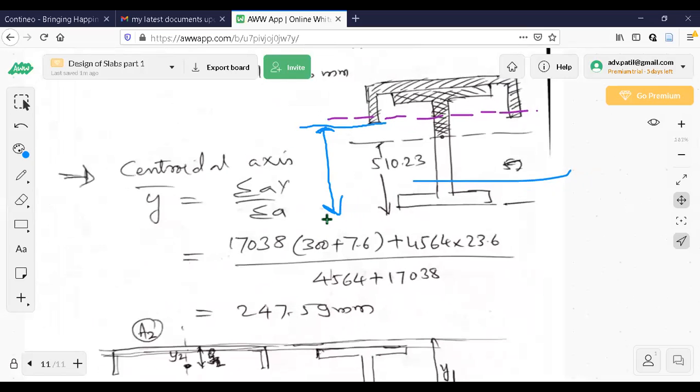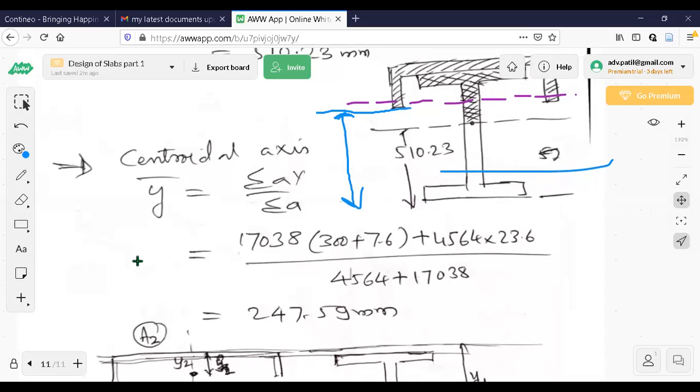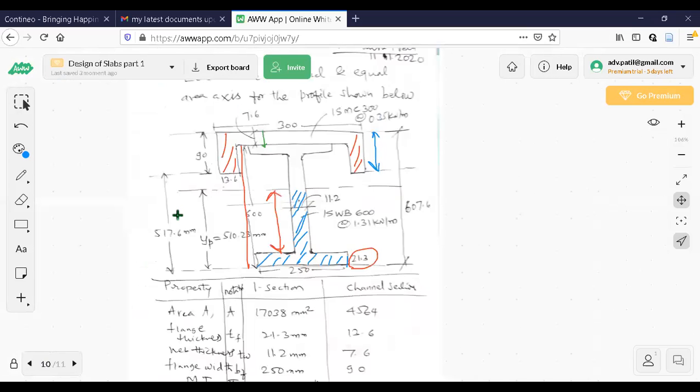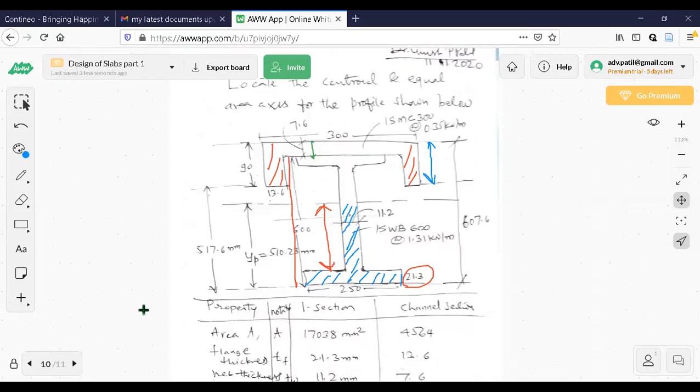Let us calculate Y bar. Y bar is nothing but sigma AY by sigma A: A1 Y1 plus A2 Y2 divided by A1 plus A2. Now observe what I have done here: I'm going to locate Y bar from the top. It is very fast actually. It takes just 5 minutes to find out Y bar, because you know all the calculations.